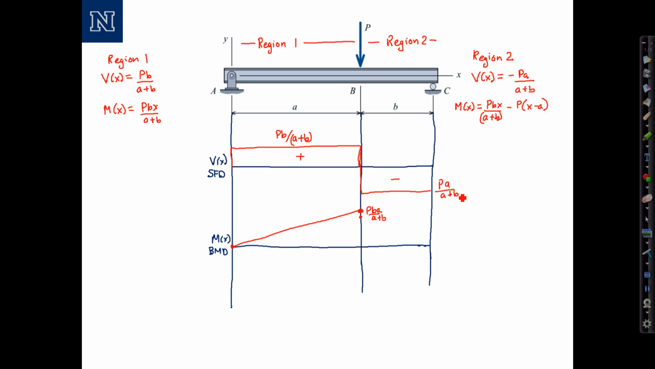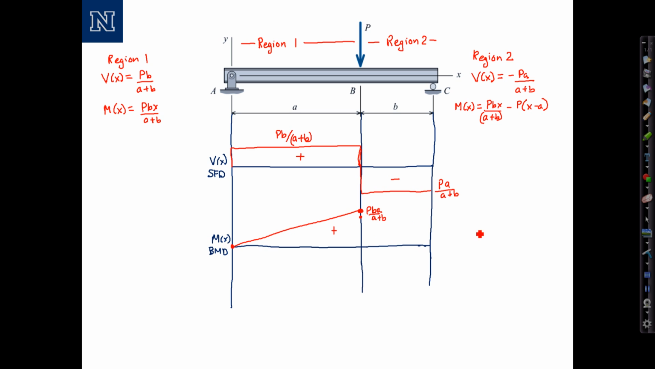The moment function in region 2 is also a linear function. If we evaluate it at x equals a, notice that this term drops out and this term is the same as before. So the moment function starts out at the same value that we plotted earlier.